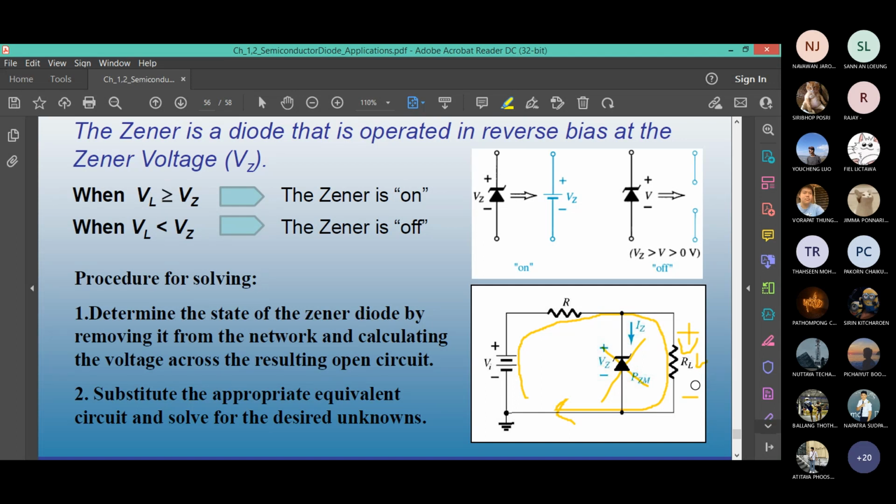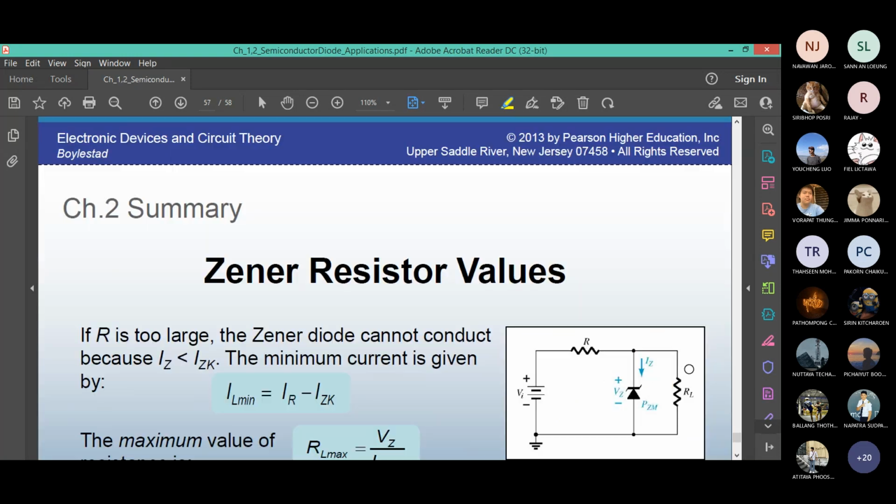It is not 5 volts. 5 volts is coming from your theoretical calculation when you mentally remove the Zener from the circuit. After you do the theoretical calculation, if you determine the Zener is on, the Zener voltage will be the voltage of RL, not your theoretical value. Okay? So we have to do some analysis.